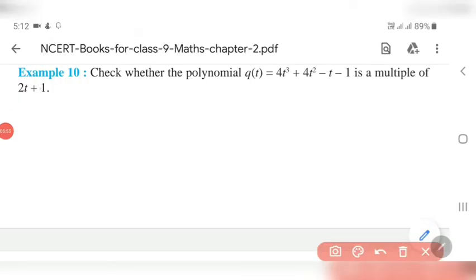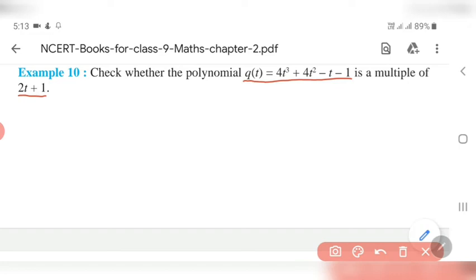So children, let's see one more example. That is example number 10. Check whether the polynomial q(t) = 4t³ + 4t² − t − 1 is a multiple of 2t + 1. Correct? You have to find whether it is a multiple of 2t + 1 or not.